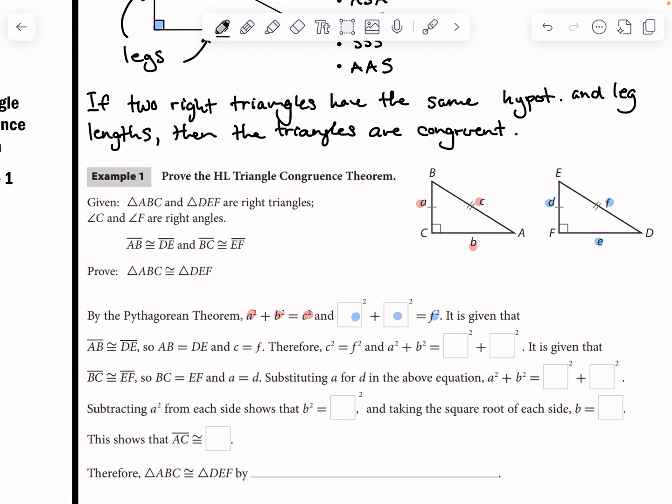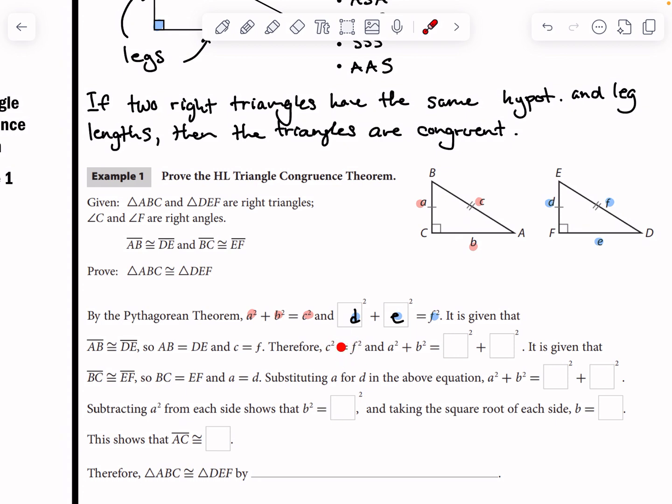We're going to prove this using the Pythagorean theorem, understanding that we have a squared plus b squared equals c squared, noted in red here. We're also going to put an argument for the second triangle. This is d squared plus e squared equals f squared. So we know that these two things are equivalent. AB is equal to DE, which is c and f, so these are just the hypotenuses. They're still equivalent, so c squared is the same thing as f squared.